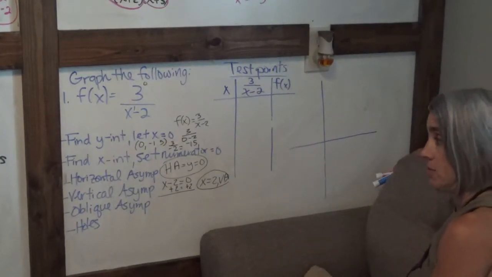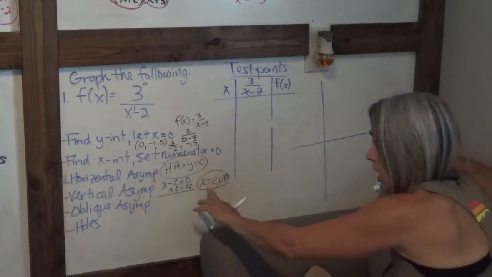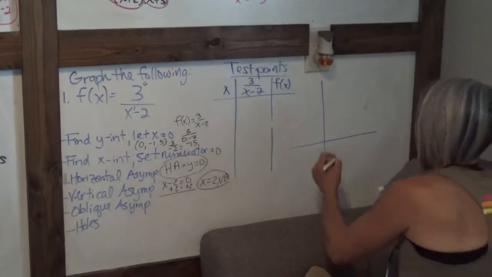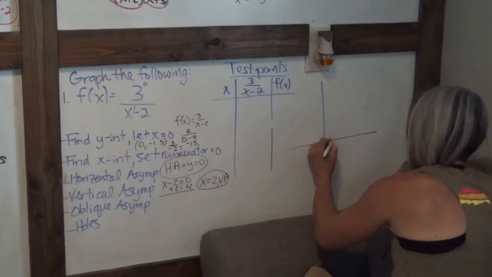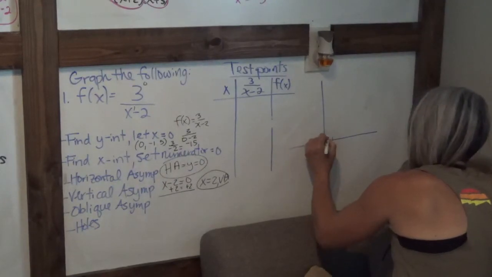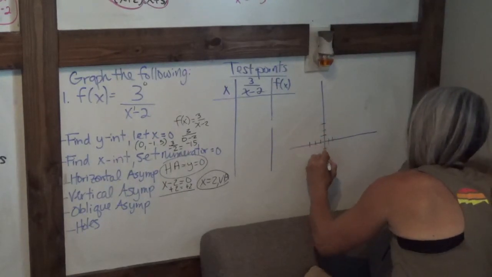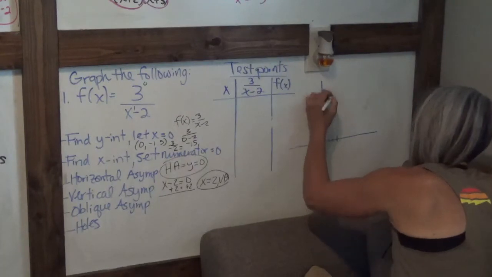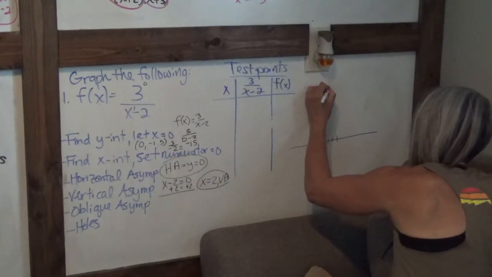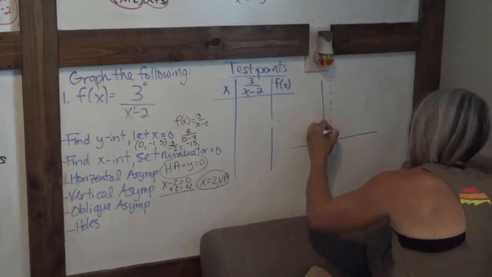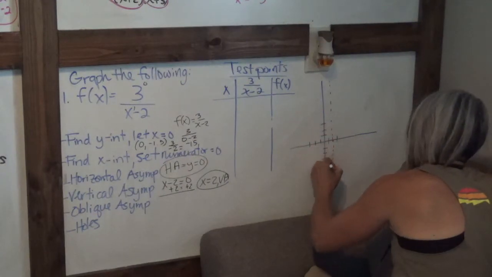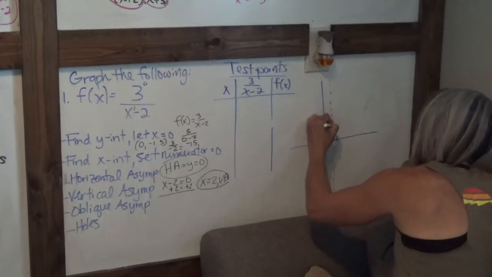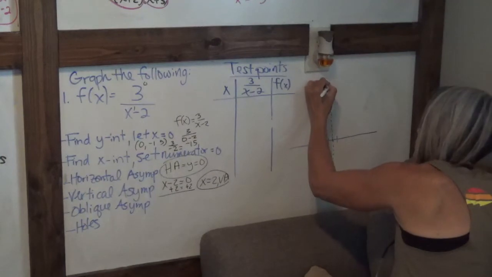I am looking at x equals 2. I'm on my x-axis. Let's put a couple of lines right here, x equals 2. This is my vertical asymptote. I am sketching in my asymptote as a dotted line because the graph gets real close to it, but it won't cross it.